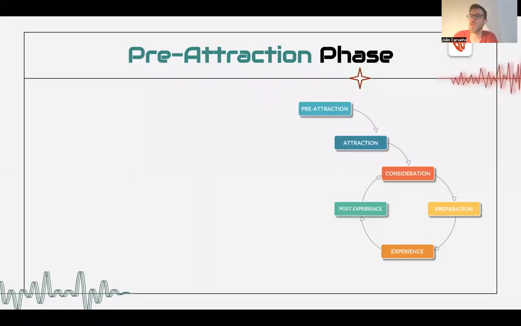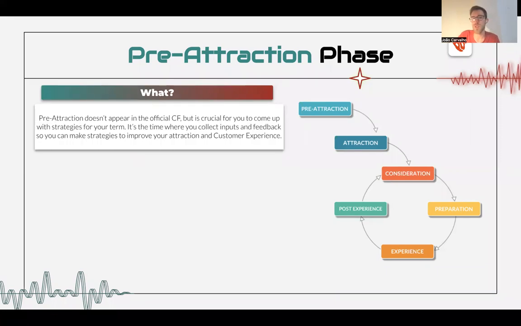Starting, I don't know if you remember, this is our customer flow, but pre-attraction was not in this customer flow that you showed me. So now you are adding another phase? Yes.